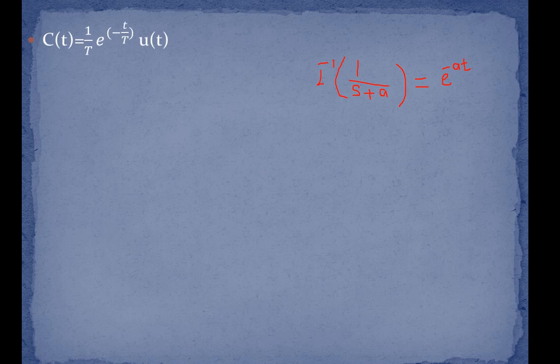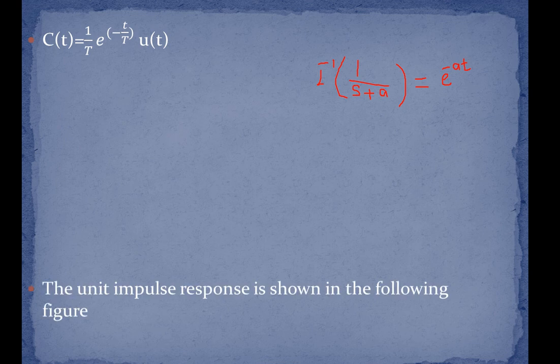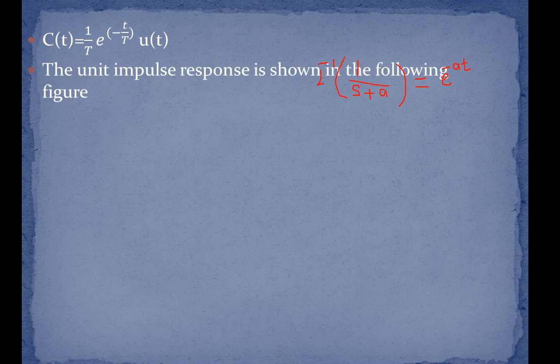So this is the impulse response of the first order system. The unit impulse response of the first order system, you are getting 1 by t e power minus t by t into u of t. This is the unit impulse response of the first order system. Here 1 by t is the constant and e power minus t by t is the exponentially decaying function. Whenever any constant is multiplied with the exponentially decaying function, definitely the response is nothing but an exponentially decaying function.